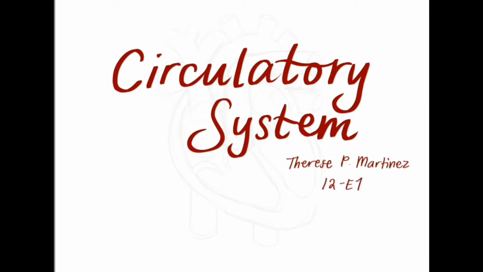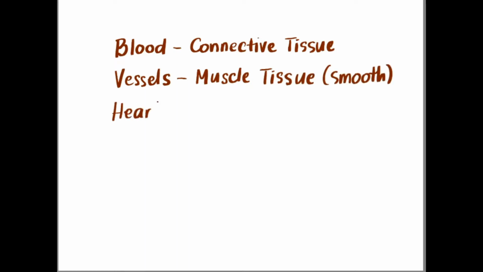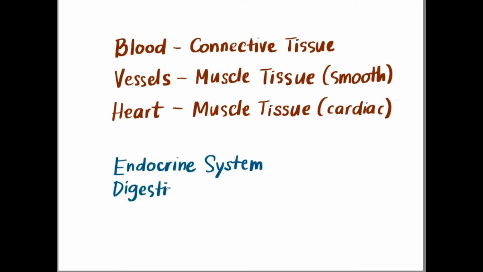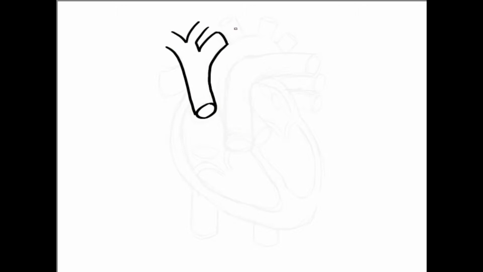The circulatory system consists of three components: the blood, which is a connective tissue, the vessels, which are muscle tissues, specifically smooth muscle, and the heart, which has muscle tissues, specifically cardiac. It works together with three other systems for homeostasis in the body: the endocrine system for the hormones, the digestive system for the nutrients, and the skeletal system for the production of blood cells.